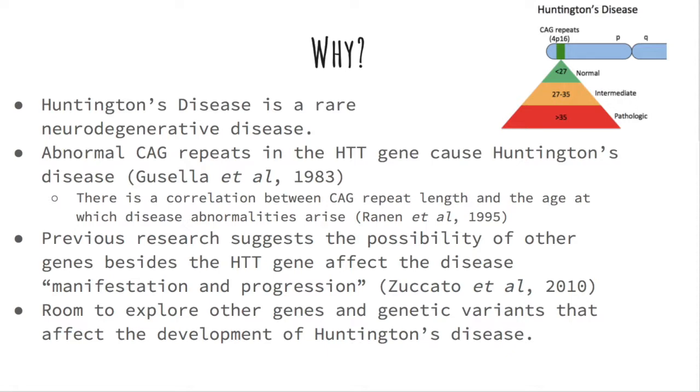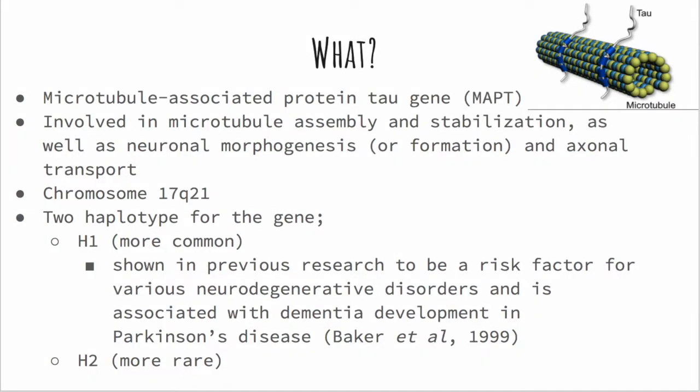The researchers decided to focus their research on a specific gene called the microtubule-associated protein tau gene, abbreviated MAPT. This is a gene involved in microtubule assembly and stabilization as well as some other neuronal functions. This gene has two haplotype classes, the first being the common H1 haplotype and the other being the H2, which is the rarer of the two. Interestingly, having the H1 haplotype has been shown in previous research to be a risk factor for various neurodegenerative disorders and is associated with dementia development and Parkinson's disease.